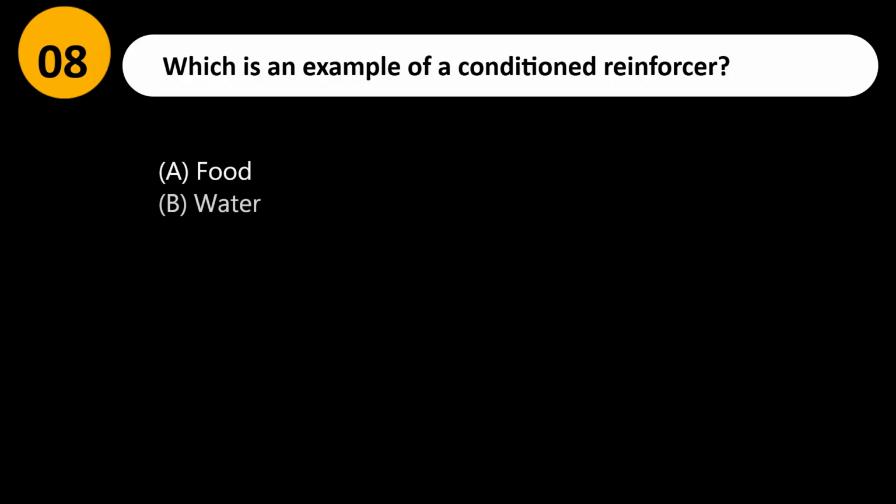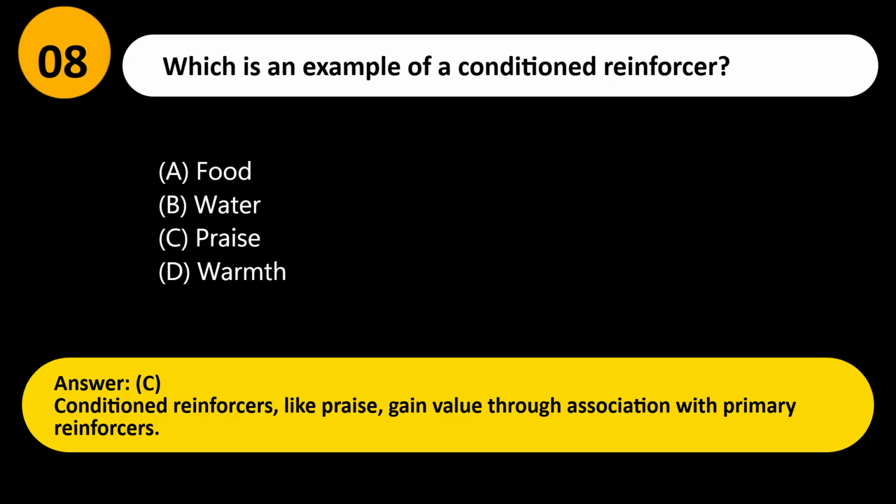Which is an example of a conditioned reinforcer? A. Food. B. Water. C. Praise. D. Warmth. Answer, C. Conditioned reinforcers, like praise, gain value through association with primary reinforcers.